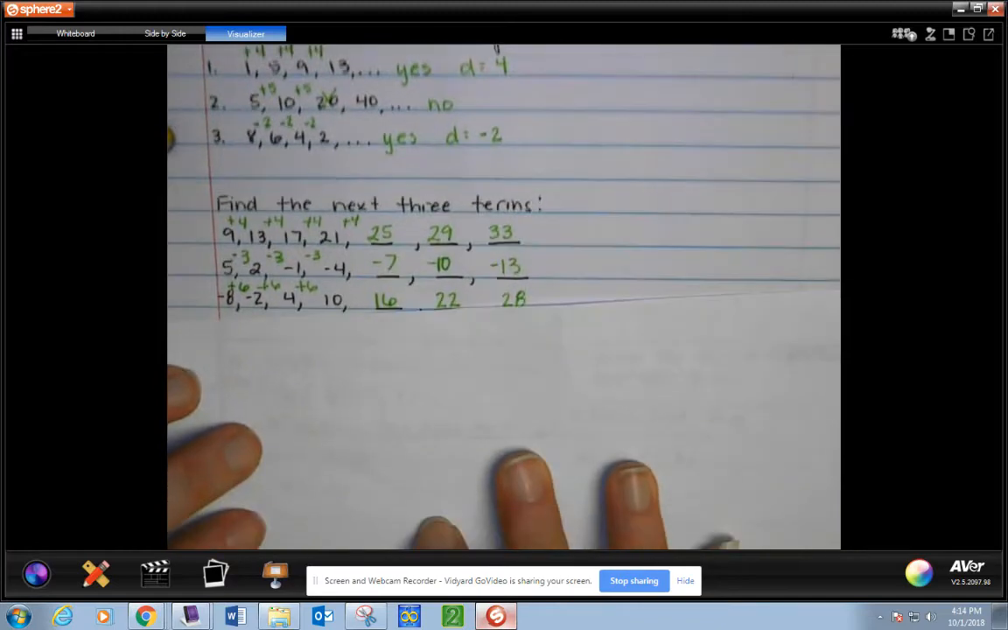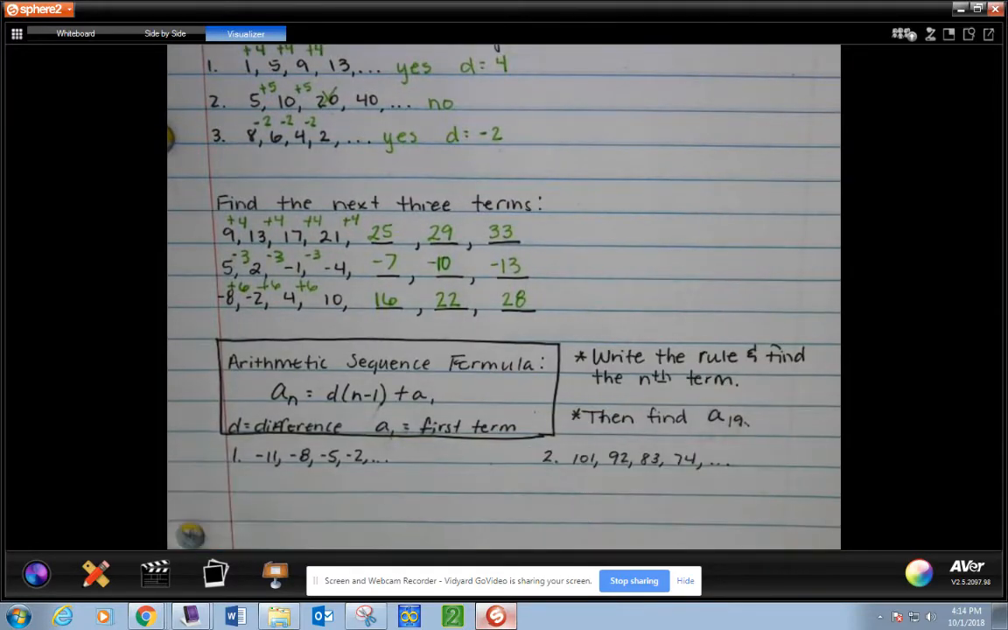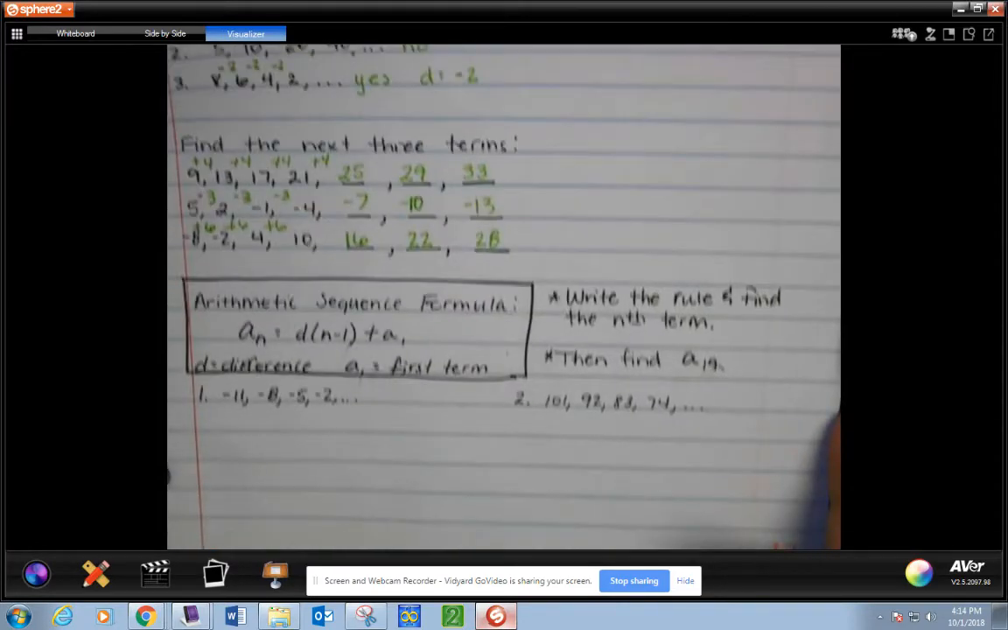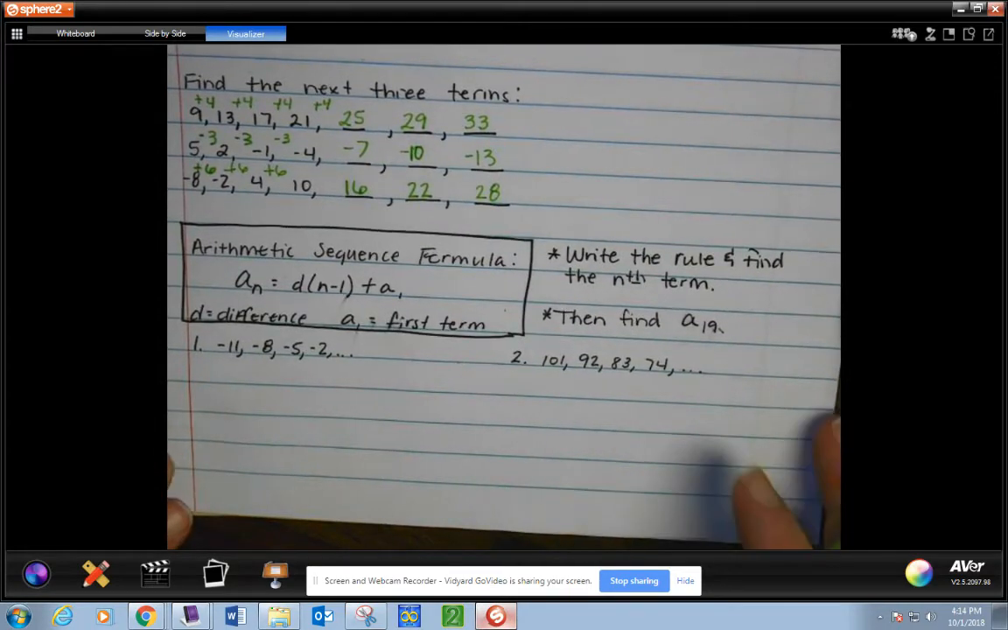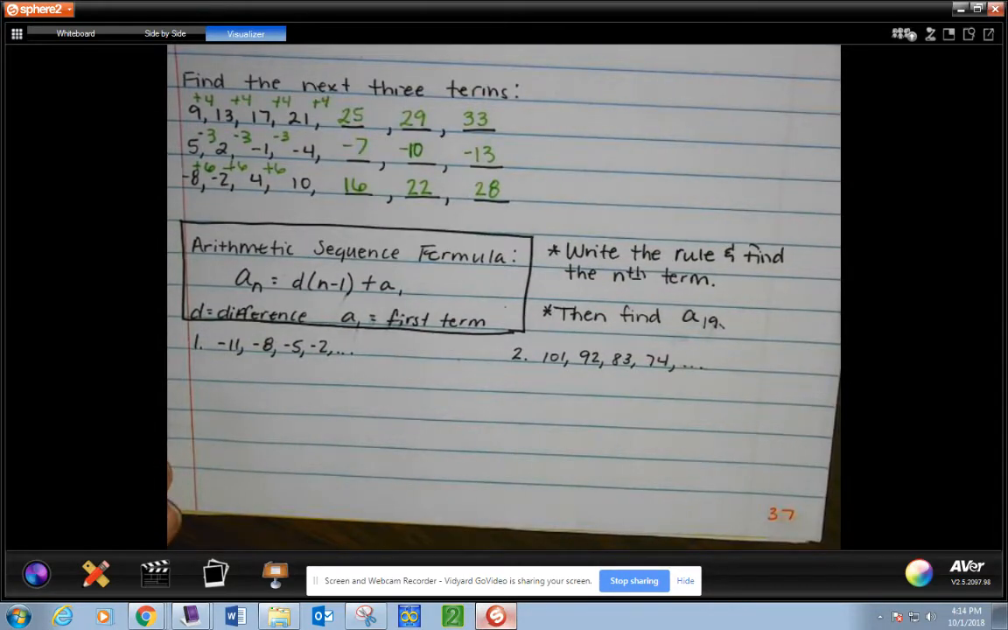Okay, again, I need you to go ahead and pause, and I would like for you to write this bottom part for me. Once you have it written, unpause and I will teach you how to solve this.